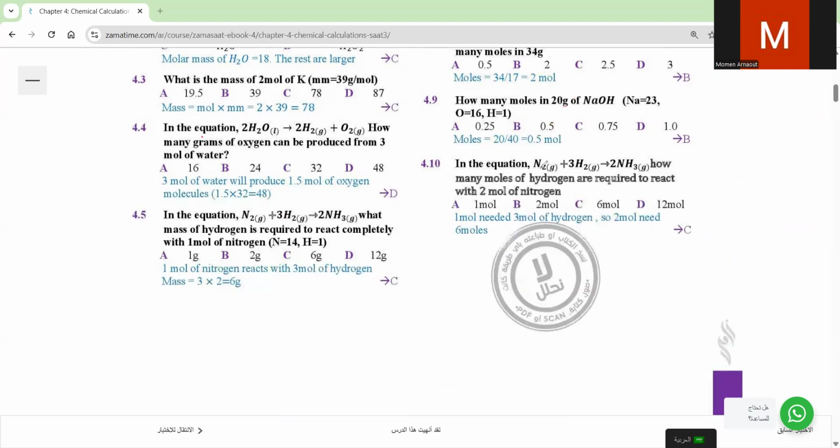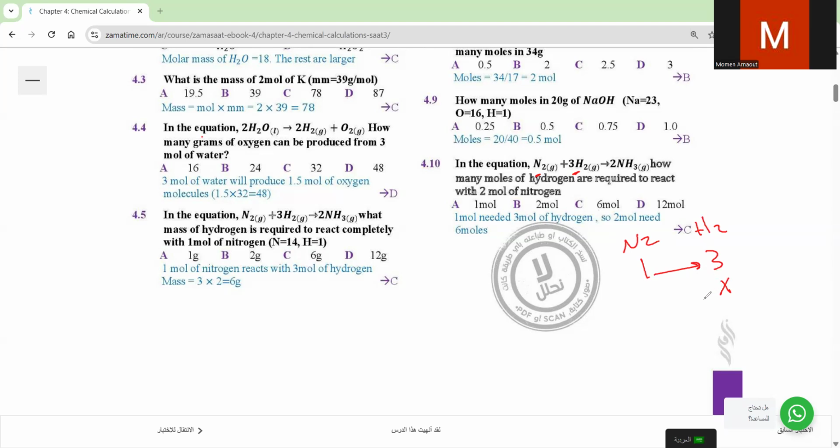Okay. In this equation, N2 plus 3H2 giving 2NH3, how many moles of hydrogen are required to react with 2 moles of nitrogen? Very, very easy. Easier than the previous one. From the equation, 1 needs 3. So how many moles of hydrogen? N2, H2, and 1 needs 3 from the equation.